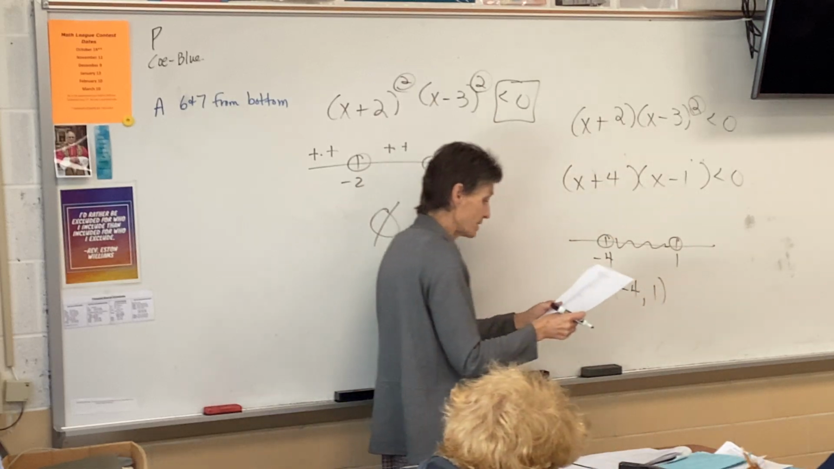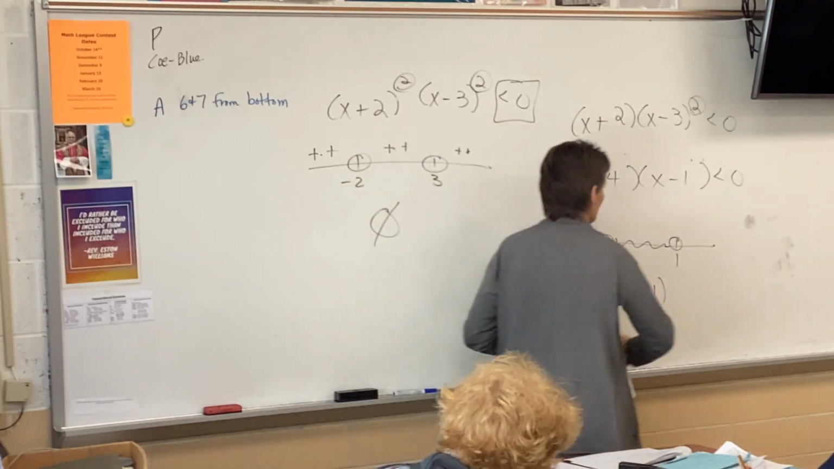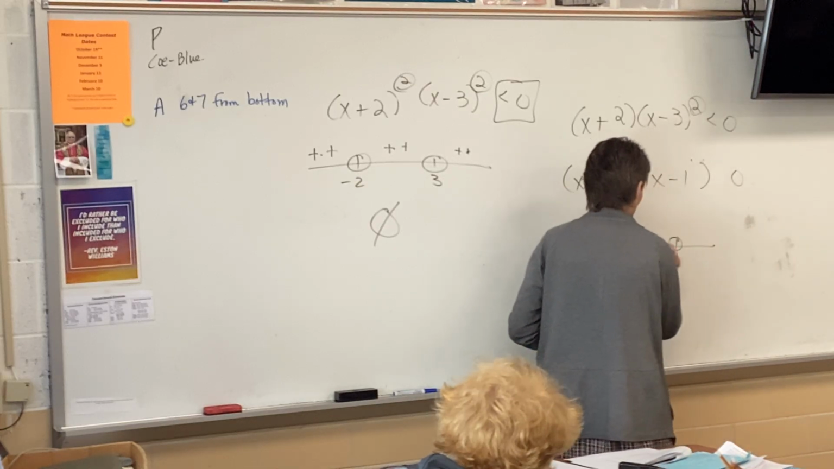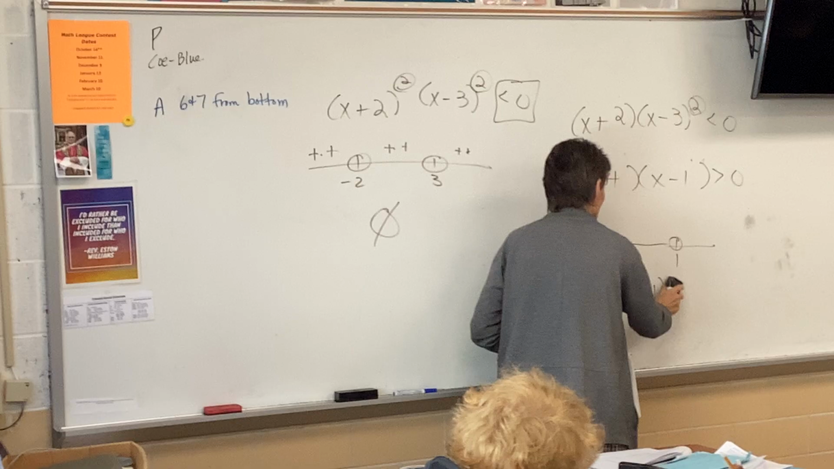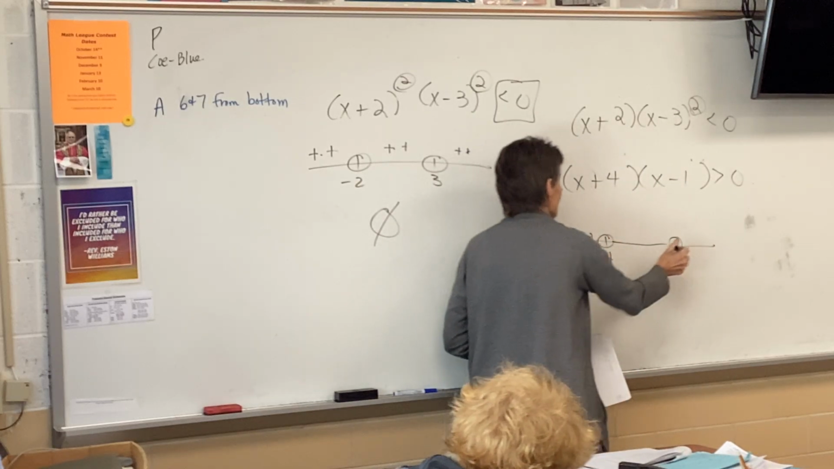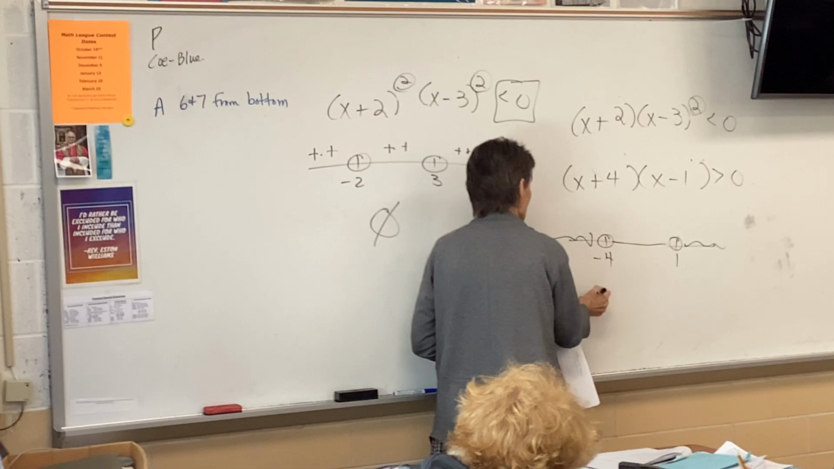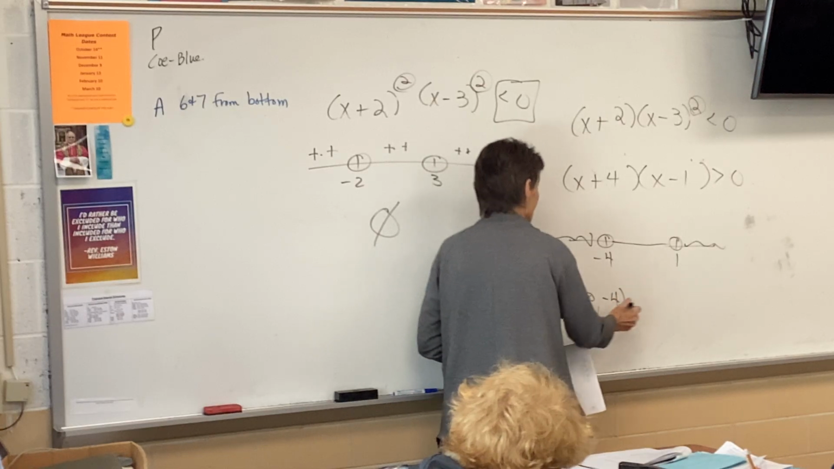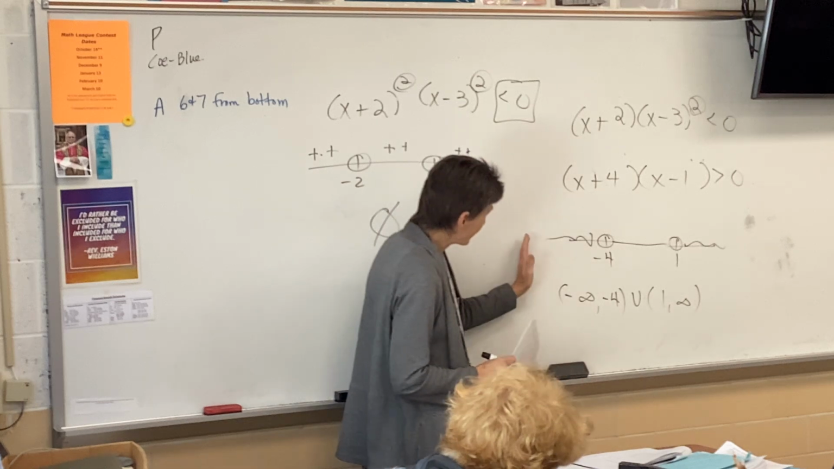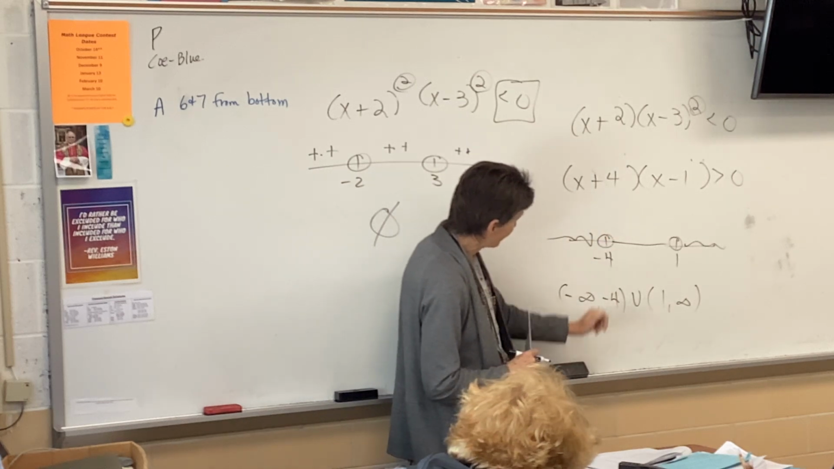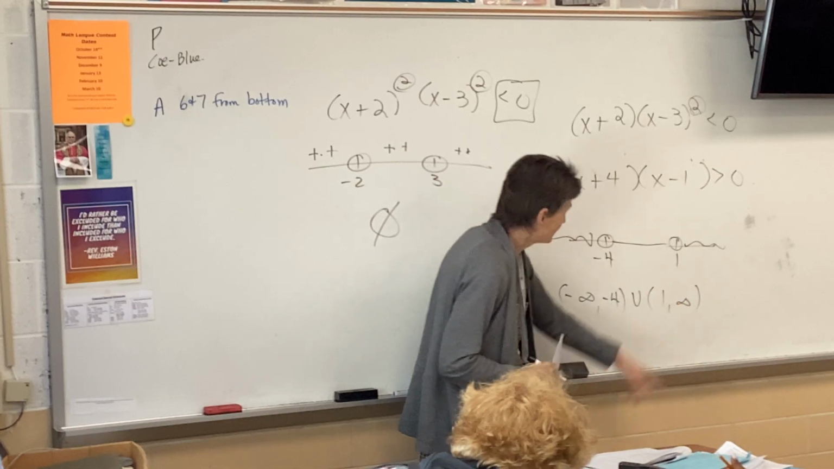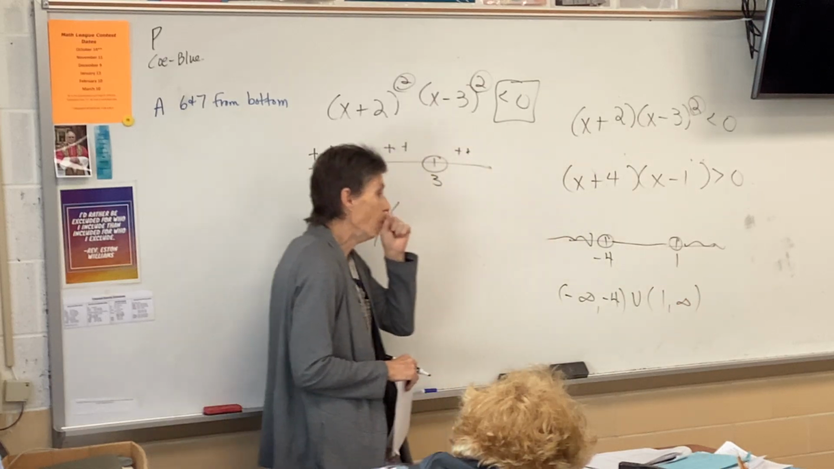Again, those dots are, oh wait a minute, I copied it wrong. I'm having a bad awful day. That's greater than 0. So where's that shaded? I'm sorry, the outside. That's shaded outside. So the answer is this end, so -infinity to -4, or that end, 1 to infinity.